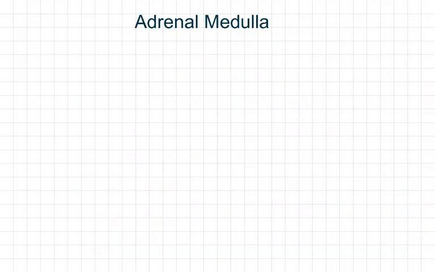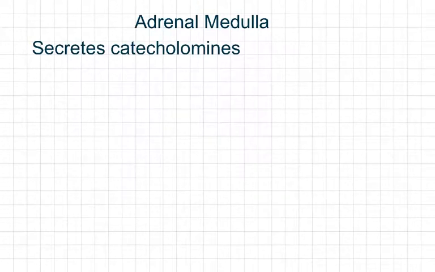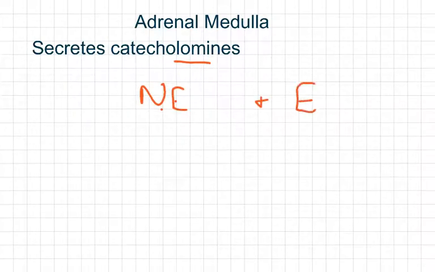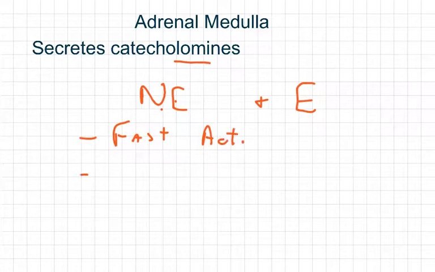The next thing I want to briefly touch on is the adrenal medulla. And what we find, the adrenal medulla, or the adrenal glands, they secrete the hormones called catecholamines. And catecholamines are norepinephrine and epinephrine. These two hormones are fast-acting, and they play a large role in the fight or flight response.